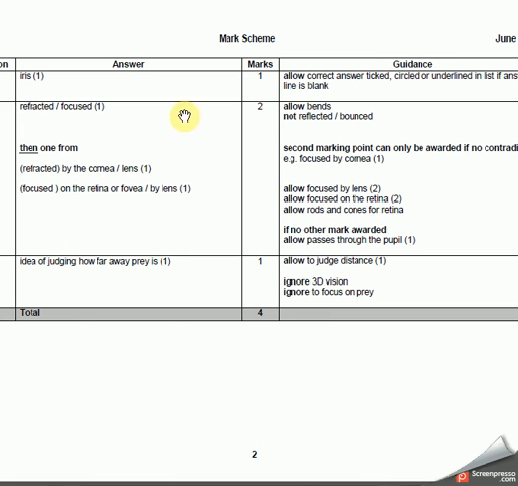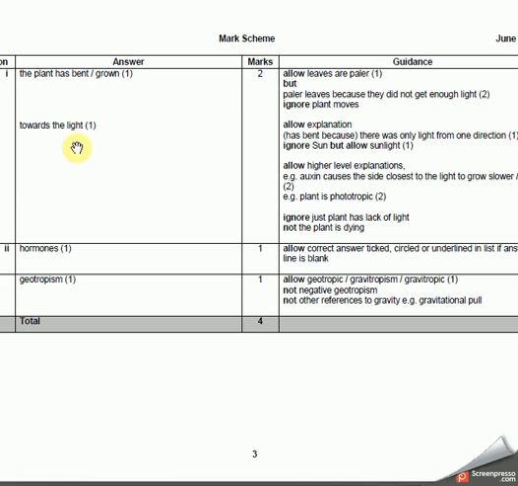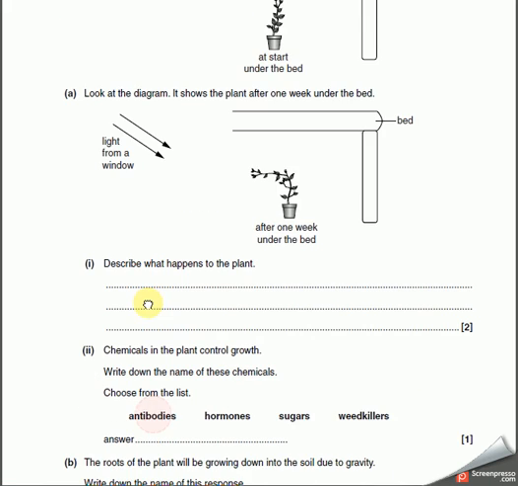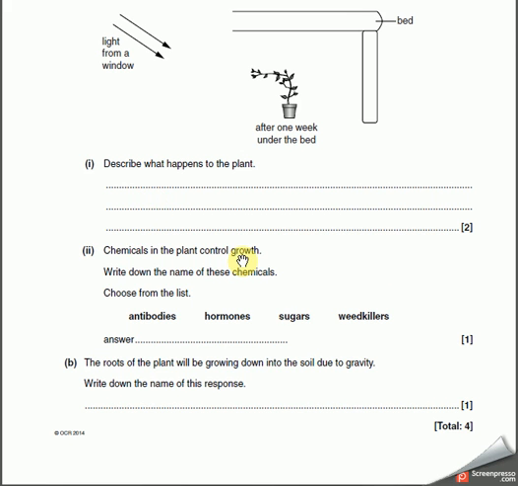Looking at the mark scheme, they say the plant has bent, grown, towards the light for the second mark. Easy peasy, it's as easy as that. Chemicals in the plant control growth. Write down the name of these chemicals. Well, just like any other organism, it's going to be hormones. Plants have hormones, humans have hormones. So that's the answer, it's hormones that control them. And remember, for plant growth, it's the name auxin, isn't it?